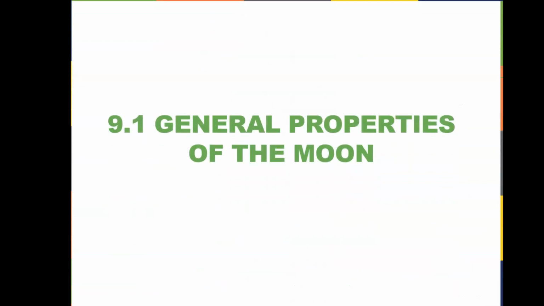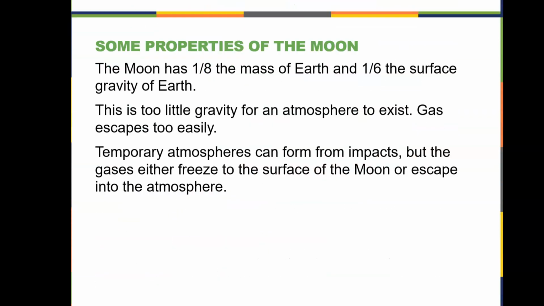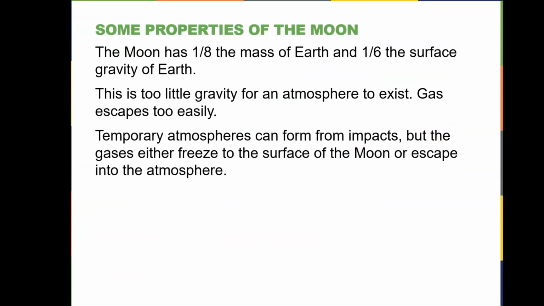Our first section of this chapter will cover the general properties of the moon. The moon has an eighth of the mass of the Earth and only a sixth of the surface gravity. Because the gravity is too low, there is no formation of an atmosphere. Sometimes there is what is called a temporary atmosphere from impacts, but the gas either escapes or freezes to the surface of the moon. So there is no permanent atmosphere on the moon.